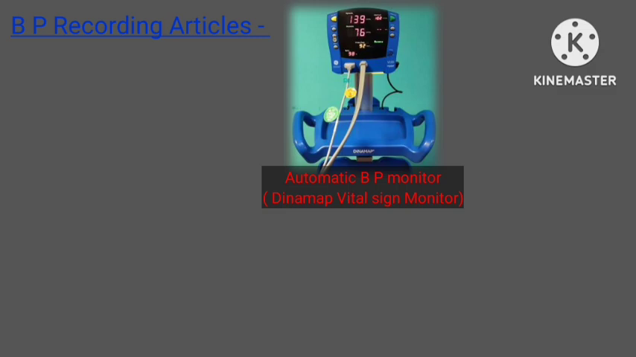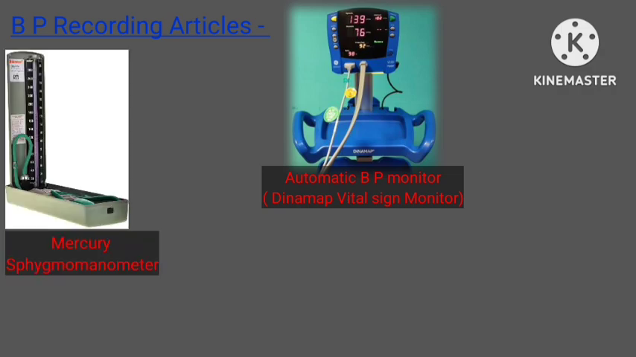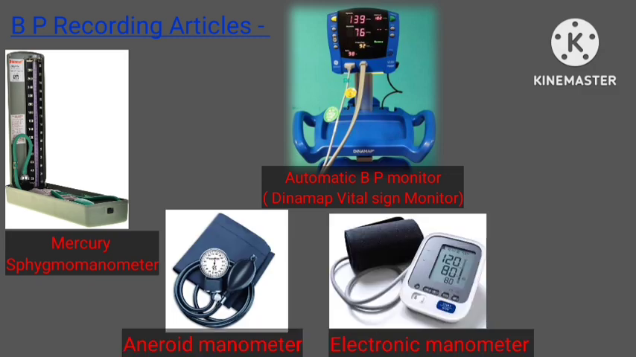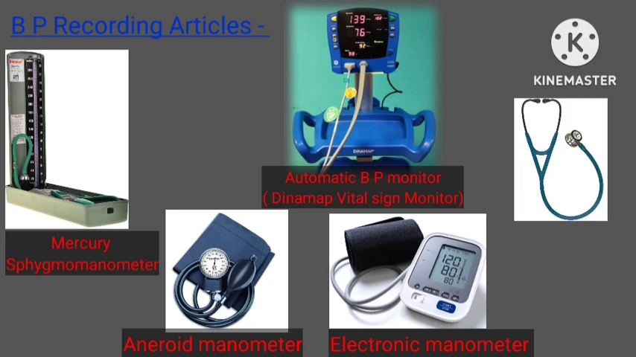Then the blood pressure recording articles, showing images. First, automatic BP monitor or dynamic vital sign monitor. Second, mercury sphygmomanometer. Third, aneroid manometer. Fourth, electronic manometer, also known as digital sphygmomanometer. And last, the stethoscope.